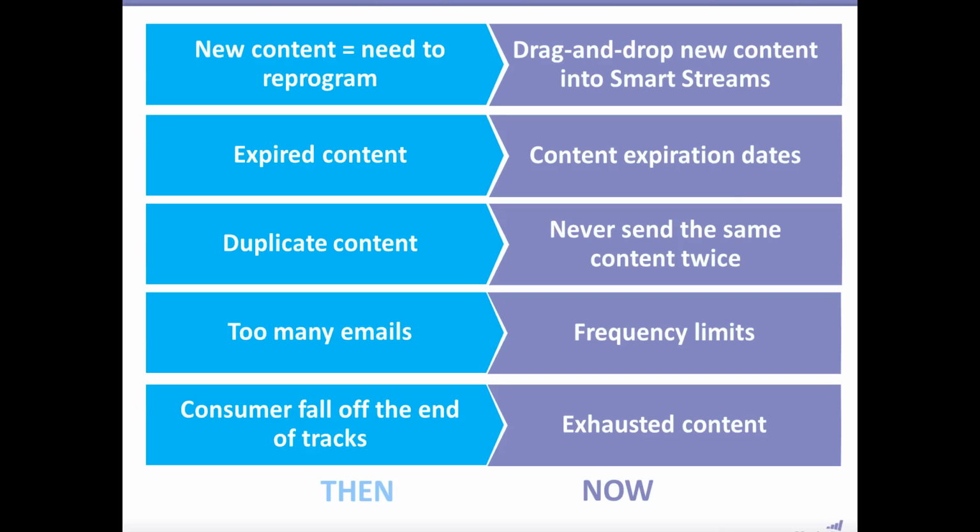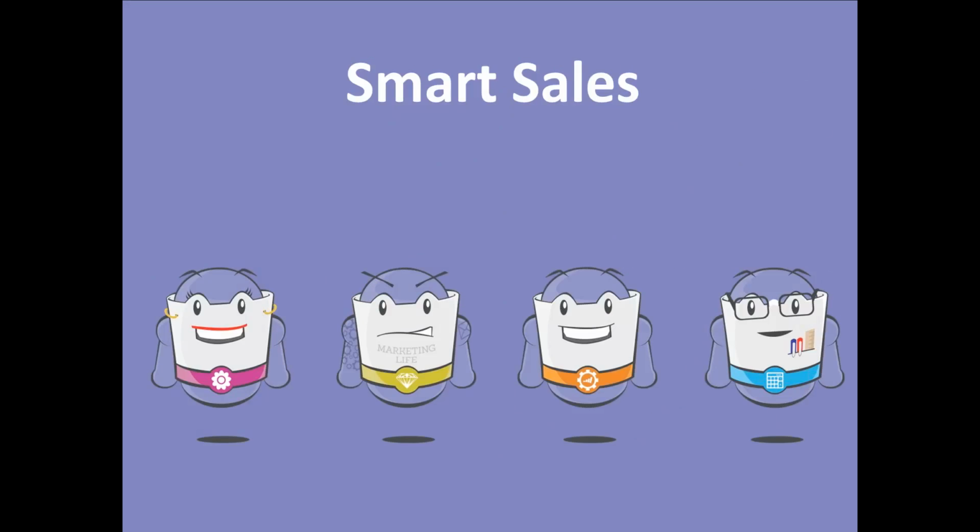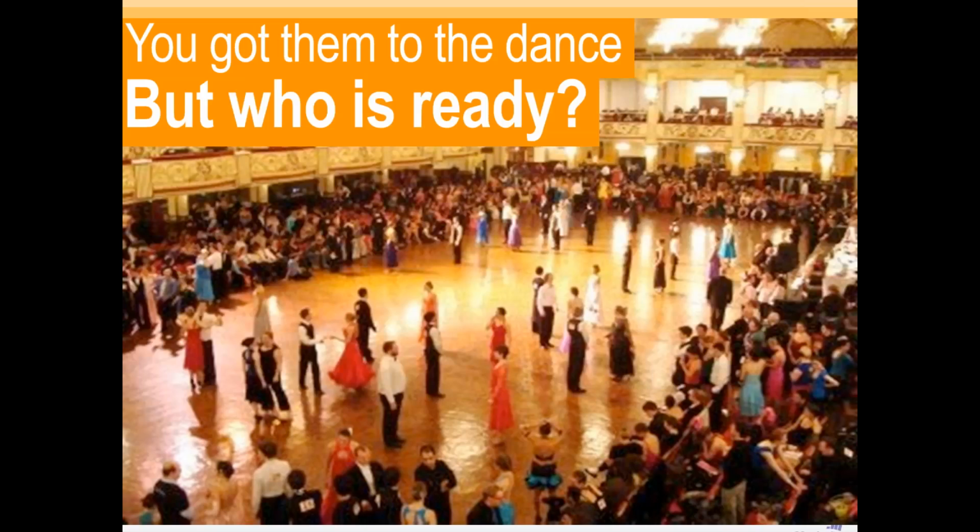So, instead of programming when you have new content, you just drag and drop new content. Instead of sending people stuff that's expired, you can have the system keep track of expiration dates for you. Instead of sending stuff people have already seen, the system makes sure you never send the same content twice. Instead of overwhelming people with too many emails, the system can make sure not to send something if the frequency limit has hit. And if somebody gets to the end of the track, you can make sure to automatically trigger them to a new track. So that's the conversations, not campaigns.